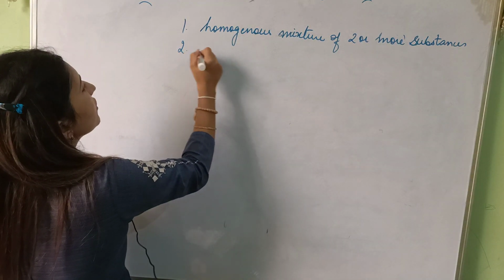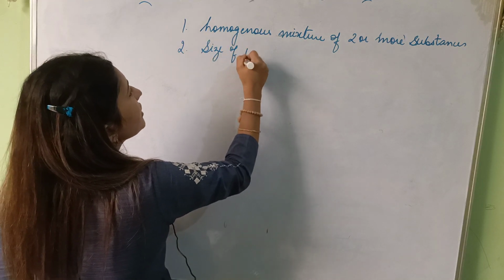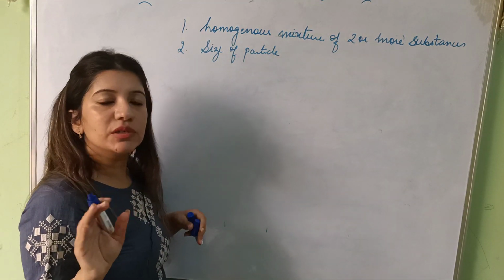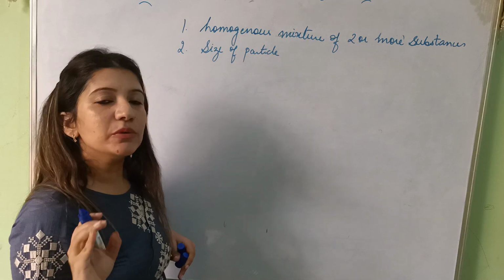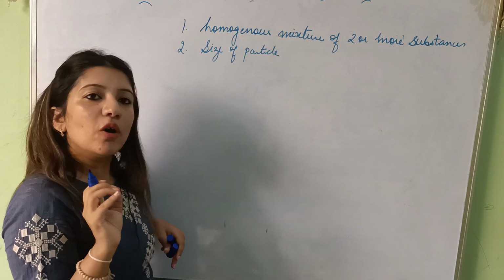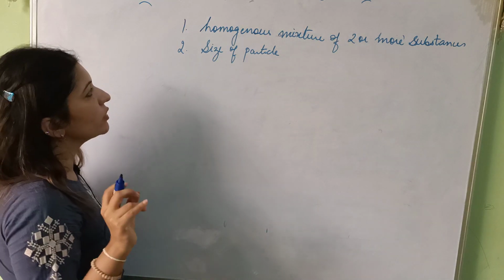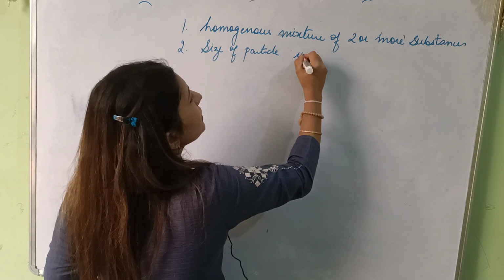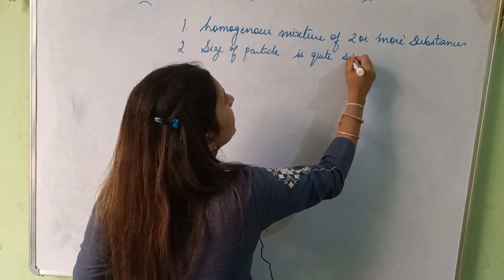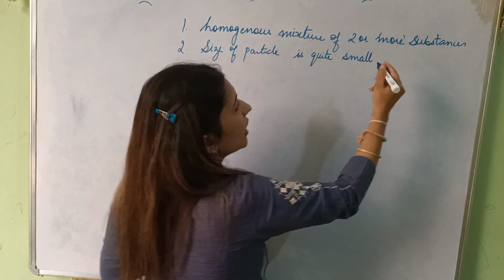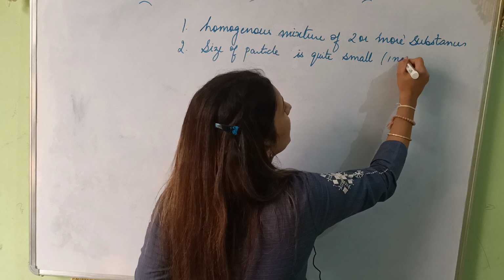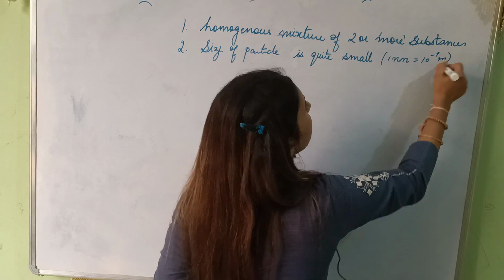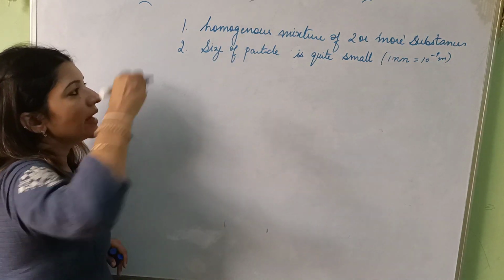The size of particle, now size of particle is quite small. Like if you dissolve NaCl in water, you are unable to see. Once it gets dissolved in water, you are unable to see the particles of NaCl separately. So you're not able to see them with your naked eyes. Size of particle is quite small. Approximately it is 1 nanometer. 1 nanometer is 10 raised to power minus 9 meter. So you are unable to see with your naked eyes.